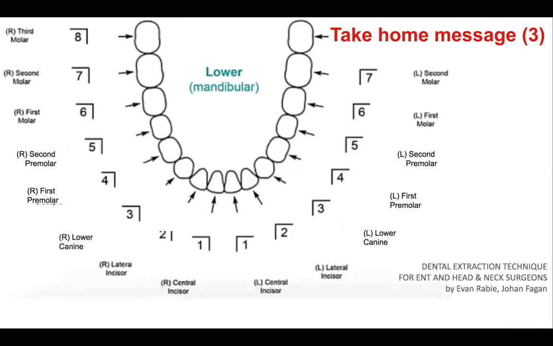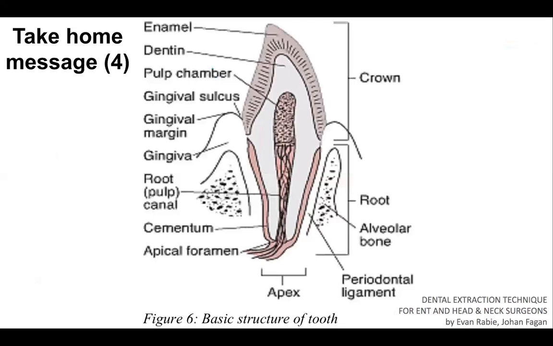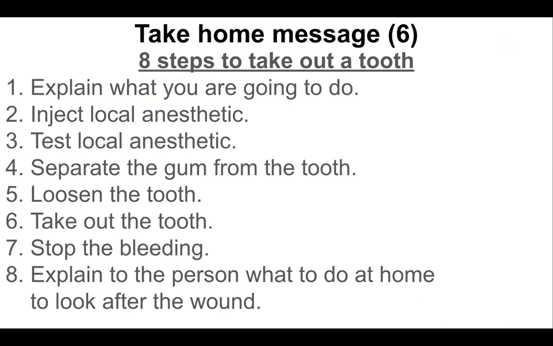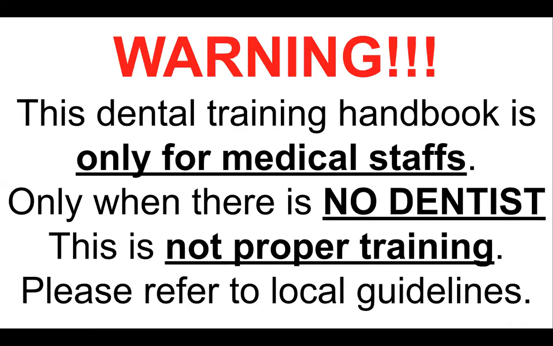So this is the maxillary and mandibular teeth. This is the structure of a tooth. The complications of removing a tooth are bleeding, infection, displacement into the maxillary sinus, and inferior alveolar nerve injury. And the 8 steps to take out a tooth: First, explain what you're going to do; inject local anesthetic; test local anesthetic; separate the gum from the tooth; loosen the tooth; take out the tooth; stop the bleeding; and explain to the patient what to do at home to look after the wound.